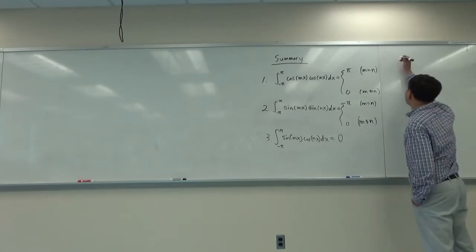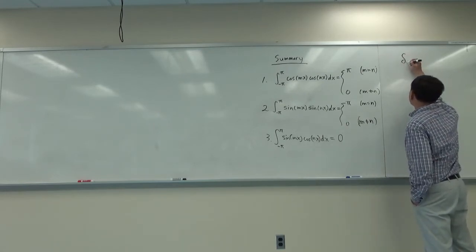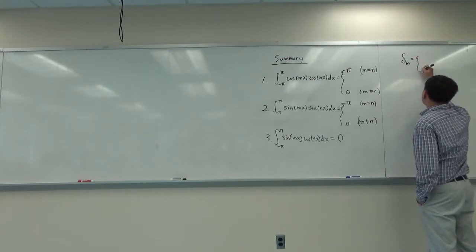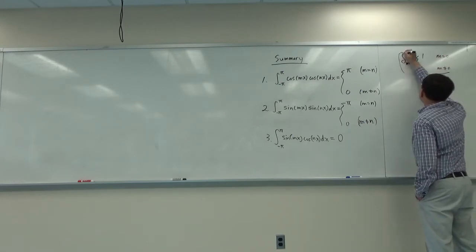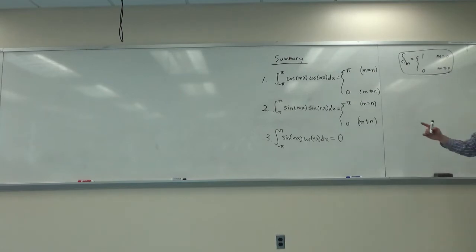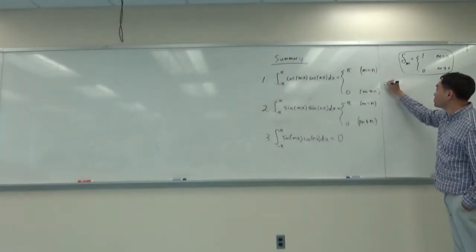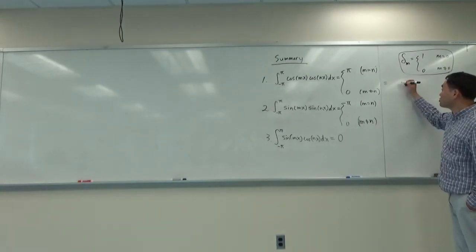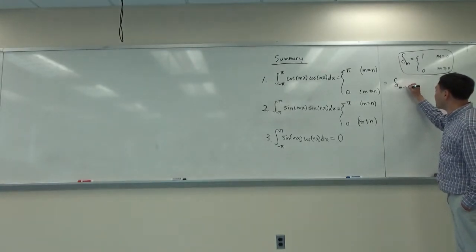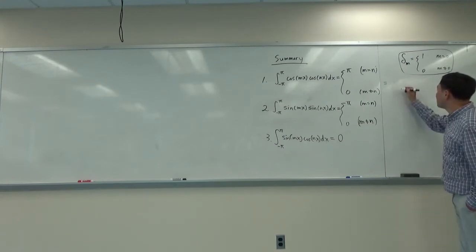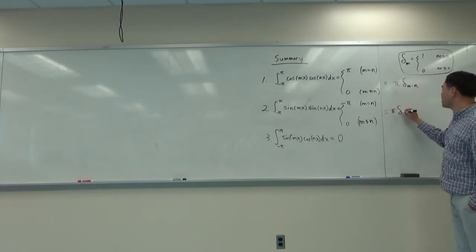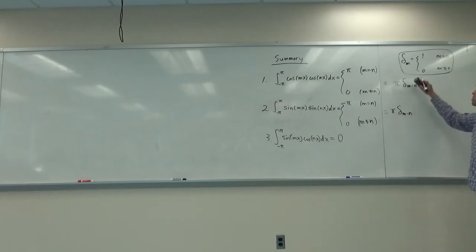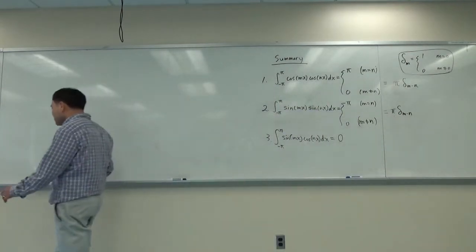What he's mentioning is there's a function called the Kronecker delta of m, which gives you 1 if m is 0, and 0 if m is not 0. So we can make use of that to write the results in a simpler way. This can simply be written as pi times delta of m minus n. Same thing here, pi times delta of m minus n, where this delta is called the Kronecker delta function. Yeah, good point. I haven't thought about that.